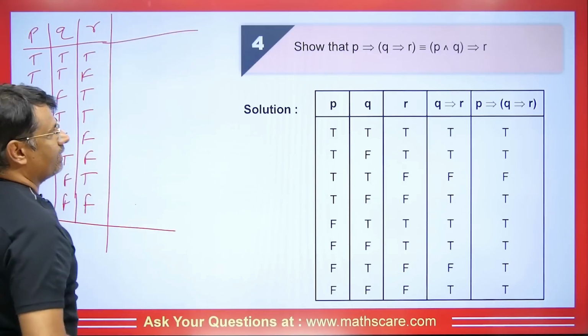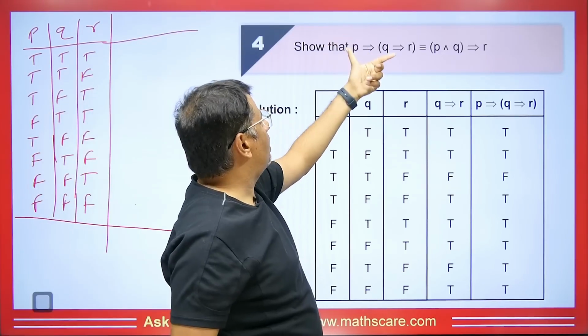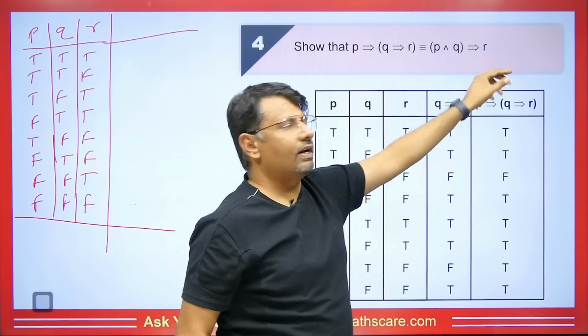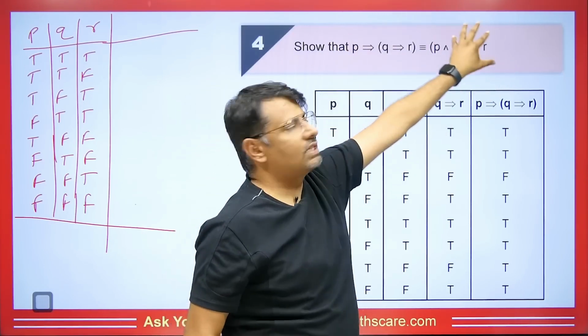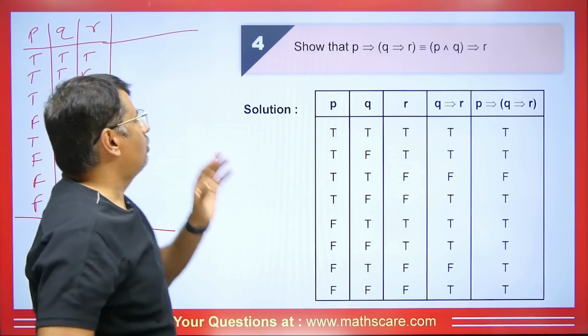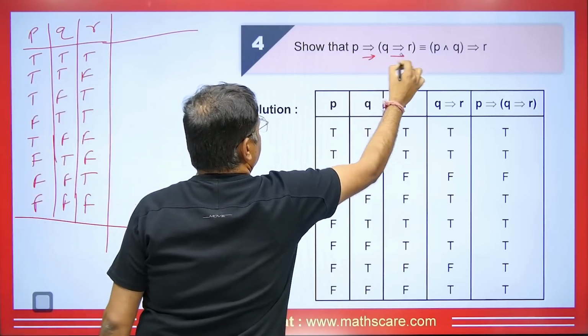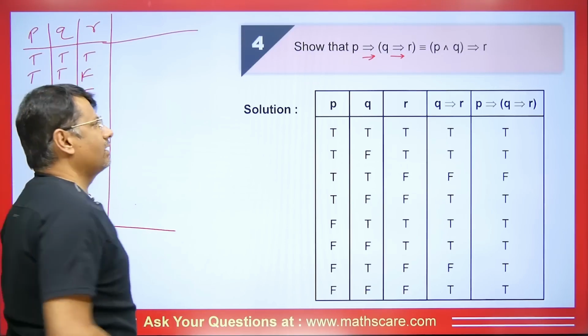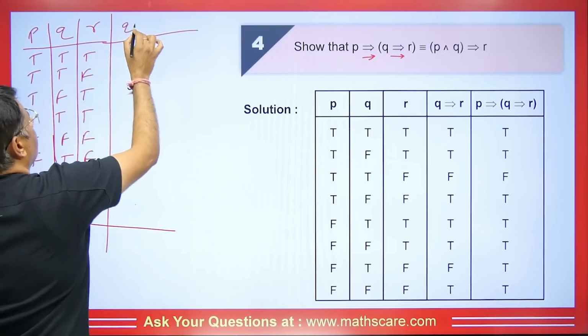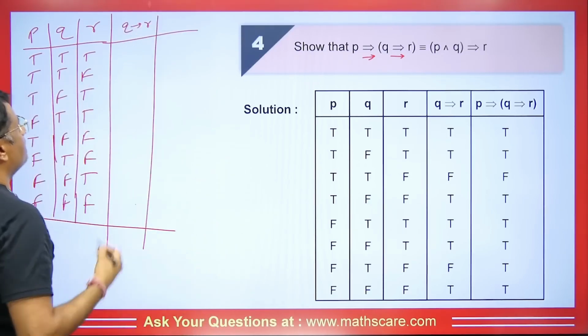Now students, do you know what we have to do next? You have to prove that this is equivalent to this one, right? So first of all, we will calculate the value of this. Then we will calculate its value and prove it. So let's do one thing. Remember, this sign is the same, so no need to worry. Students, do you have any idea what we will do first of all? So firstly, I will calculate the value of Q implies R.